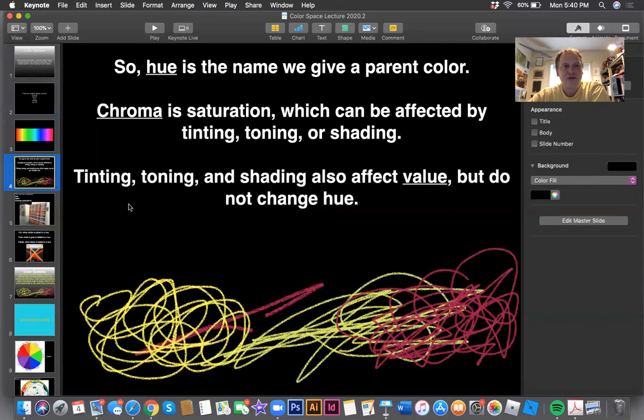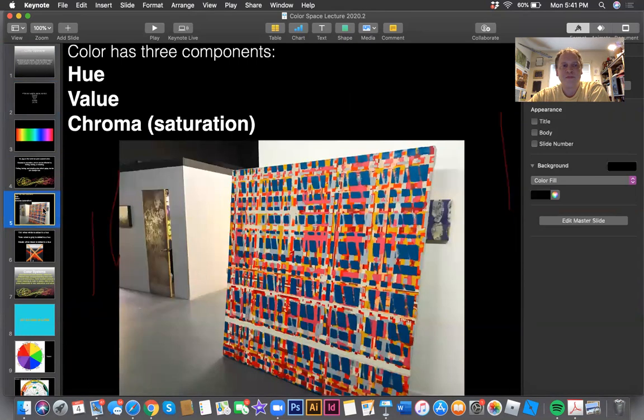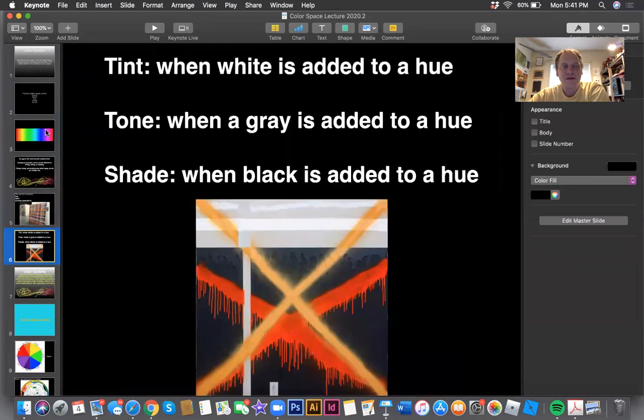This, you should know. Hue is the name we give of a parent color. Chroma is its saturation or intensity, which can be affected by tinting, toning, and shading. And tinting and toning and shading affect value, but they don't change the hue. They don't change the parent color. Hue, value, and chroma are those three components of color. Again, tint is when white is added, tone is when gray is added, and shade is when black is added.